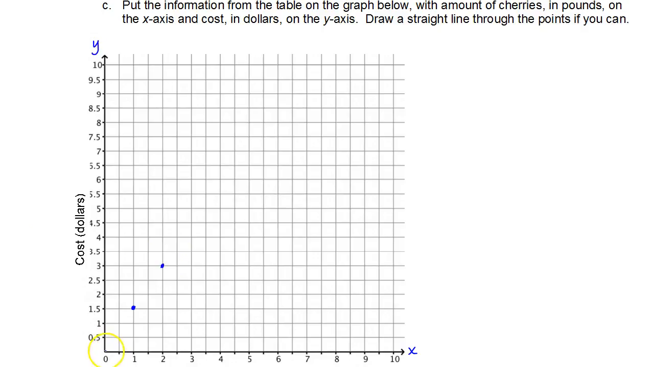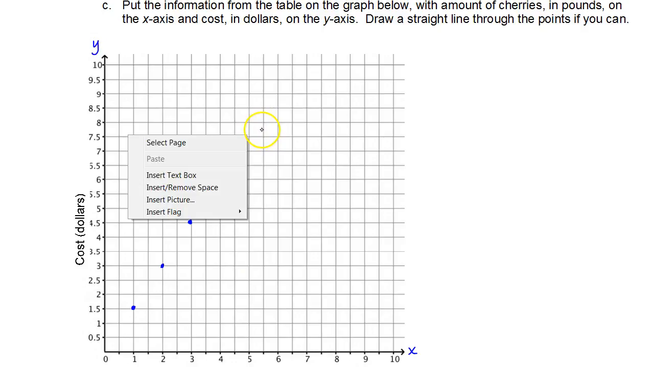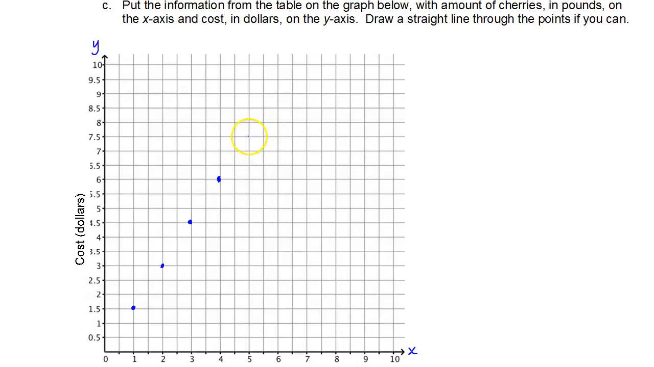For 3 pounds of cherries on the x-axis, it's going to cost us $4.50. So we will put that point on our graph. From the origin, for 4 pounds of cherries, it will cost $6. And of course, from the table, 5 pounds of cherries will cost $7.50. And I am not quite prepared with a ruler, so I'm going to just sketch a straight line as best I can through these points.